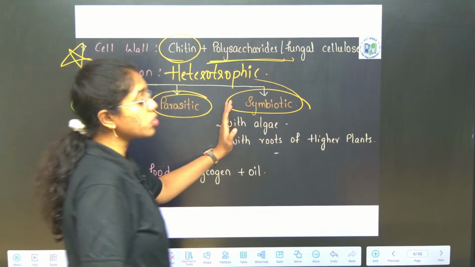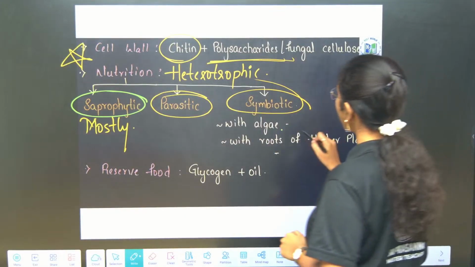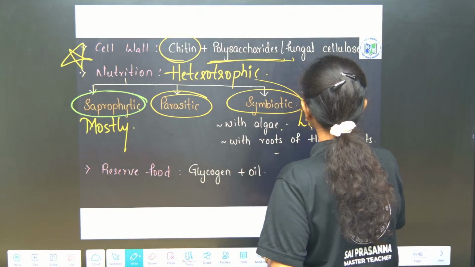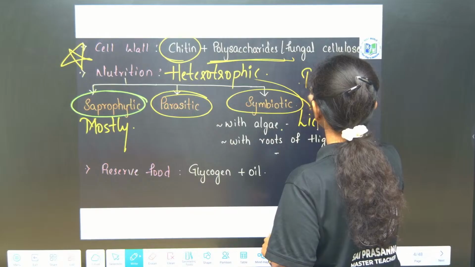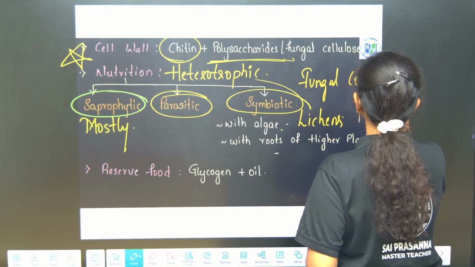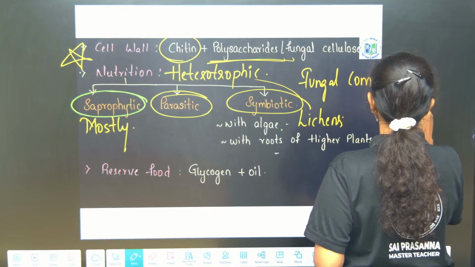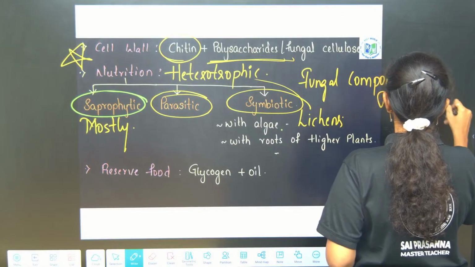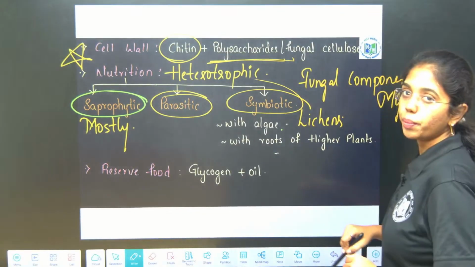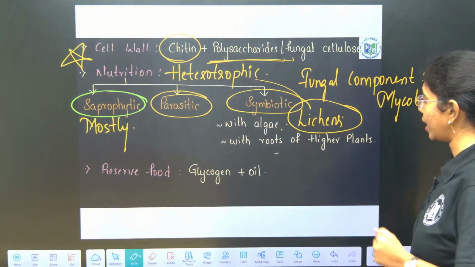And in case of symbiotic association with algae, it forms what? Lichens. Wherein the fungal component in lichens is termed as what? Mycobiont. The algal component is phycobiont. This forms what? Lichens, which are very good pollution indicators.